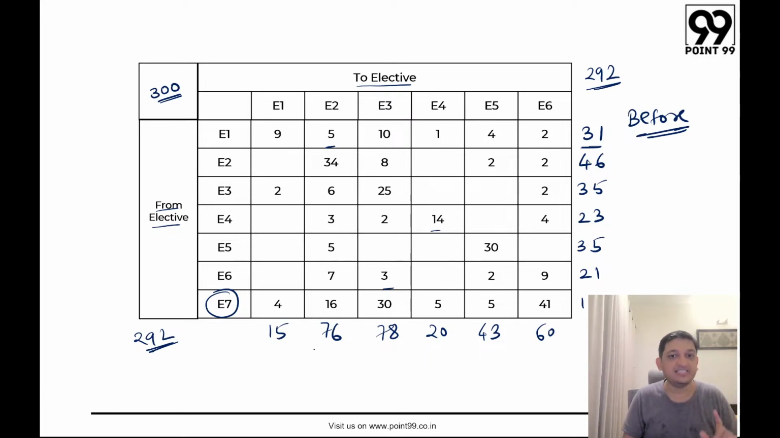पहले 46 थे, अभी 76 हो गए, and so on and so forth. अभी इसमें से कुछ चीजें मिसिंग है. As we fill those, these will also change by a bit. We have 292 here. We have to understand there are 300 students in total in this college.